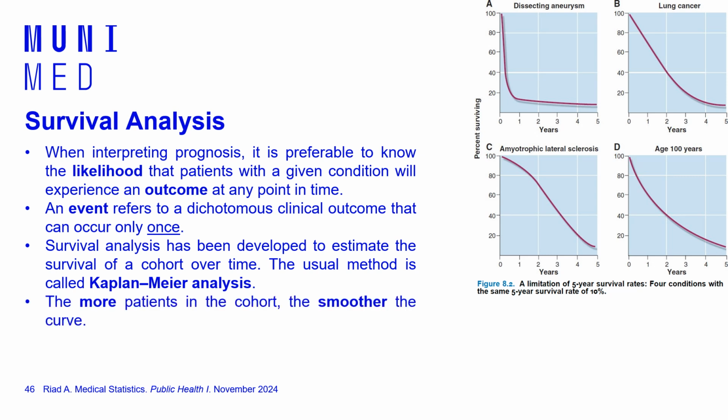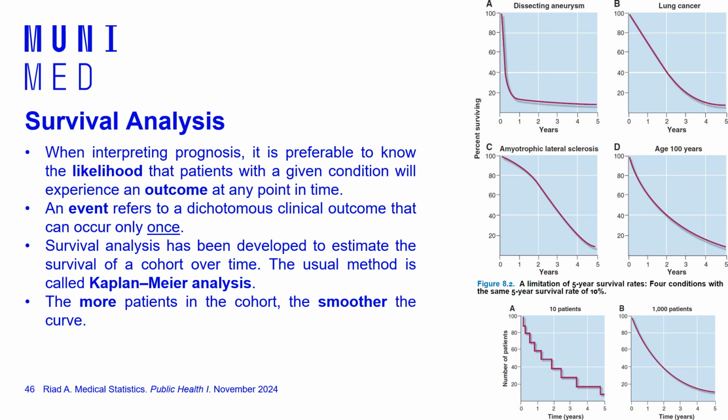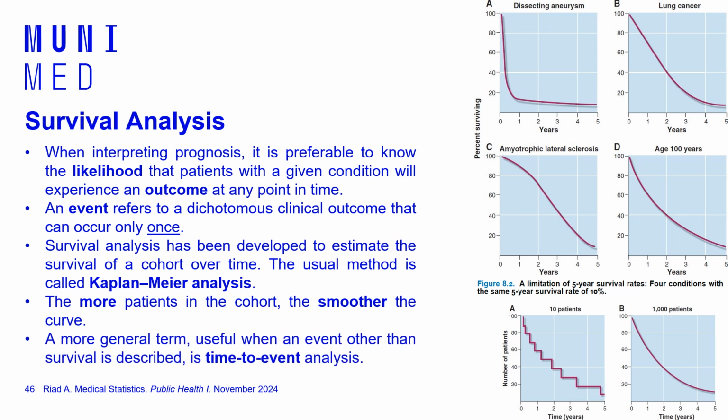And if you have many patients in the graph, then the graph will look like a smooth line. But if you have fewer patients, you will see it as a ladder or sharp line, because one case or a few cases may make a huge step. That's why it will not be smoothed. But if you have many patients, or 1,000 patients, as you can see on the left-right graph, the line will be flattened and smoothed. So the more cases or patients in the survival or prognostic study, the smoother the curve could be. And sometimes this Kaplan-Meier curve is called the time to event analysis.